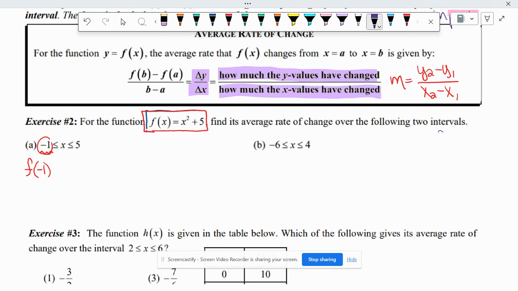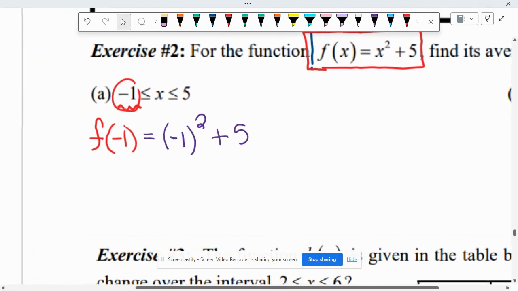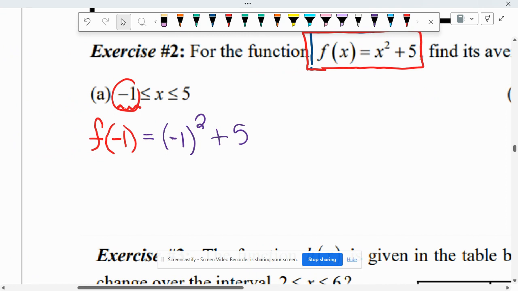f of x equals x squared plus 5. But I want to know what happens when I let x equal -1. So remember, I just replaced the x with a -1. So that's what I have. I'm trying to make it nice and big for you. So what is -1 squared? What is -1 times -1? +1. And what is 1 plus 5? So f of -1 equals 6.